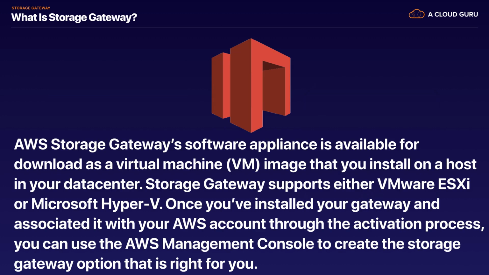So Storage Gateway's software appliance is available for you to download as a virtual machine image that you install on a host in your data center. And Storage Gateway supports either VMware's ESXi or Microsoft's Hyper-V as the hypervisor. So a hypervisor is just what you run virtual machines on. And once you've installed your gateway and associate it with your AWS account through the activation process, you can use the AWS Management Console to create the Storage Gateway option that is right for you.